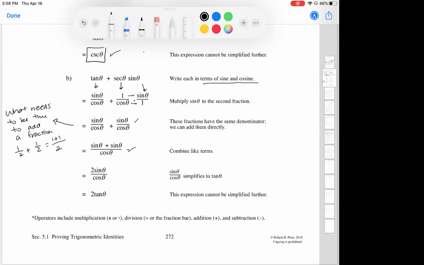So then I'm left here with sine theta plus sine theta over cosine theta. That gives us 2 sine theta over cosine theta. So what does sine theta over cosine theta give us? That's just tangent. So my final answer is, we bring down the 2, 2 tangent theta. And it can't be simplified any further. We got rid of all the addition and all the multiplication that was involved for this problem.